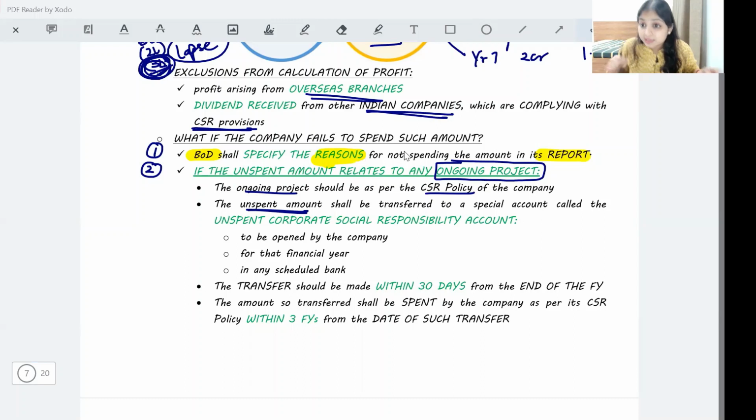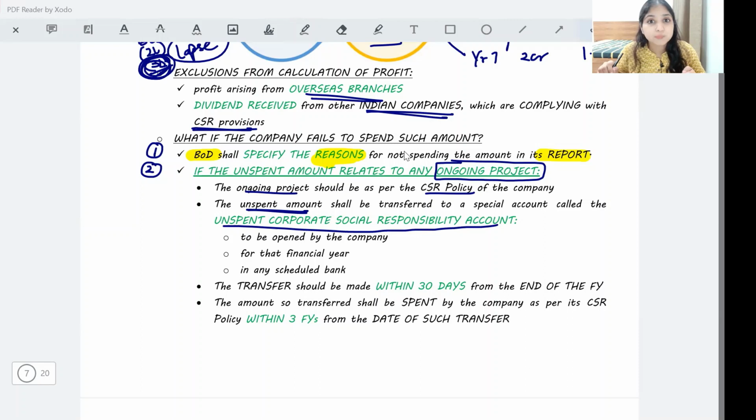Why did you spend 50 lakhs less? We will see. Is it because you have an ongoing project, because next year you're going to spend more? If that is a reason, then that 50 lakh shortfall has to be transferred to a special bank account, which you are now going to open in a scheduled bank called the unspent CSR account.